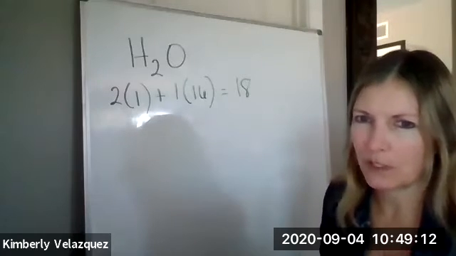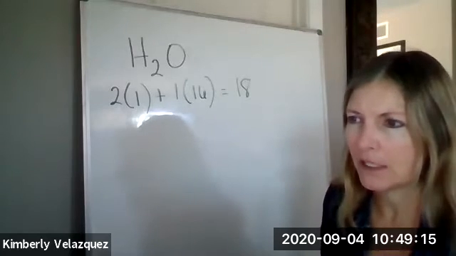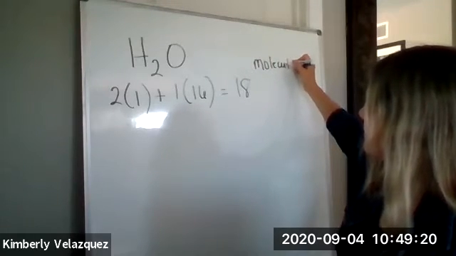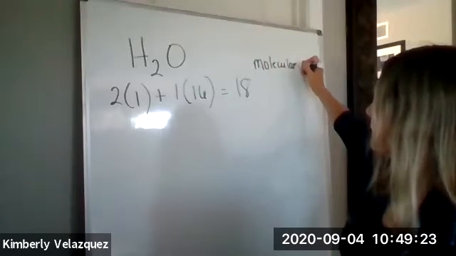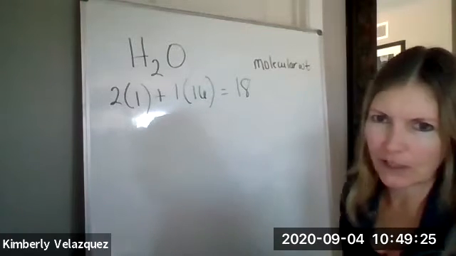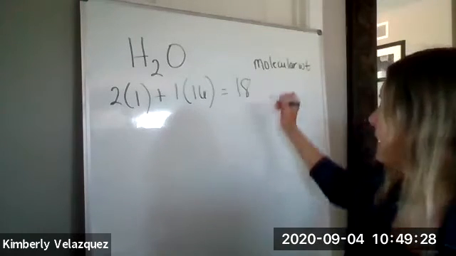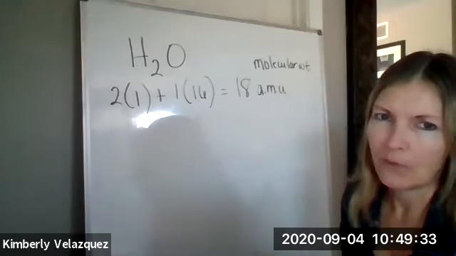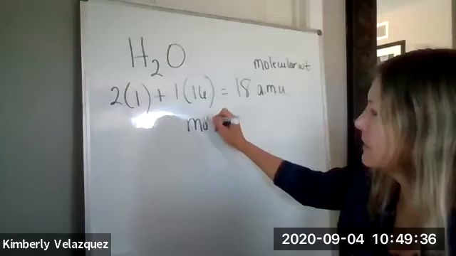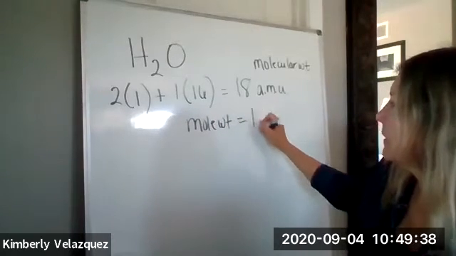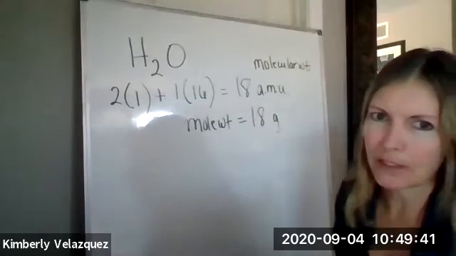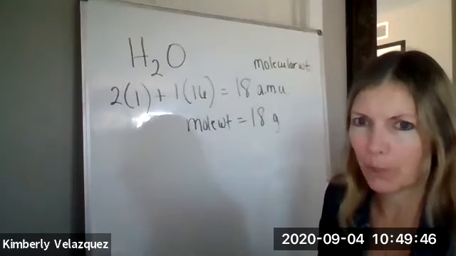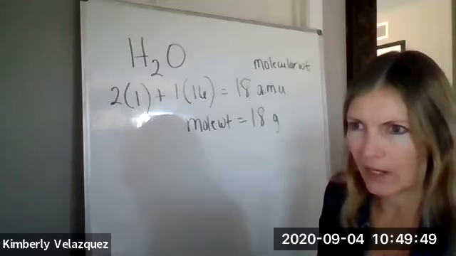Now the question becomes, what units do I use? And that depends on what I'm measuring. If I'm talking about molecular weight, which is the sum of the atomic weights, then my units are going to be atomic mass units. If we're talking about mole weight, we're going to express mole weight in grams. And that's basically telling us how much 1 mole of that solute weighs.